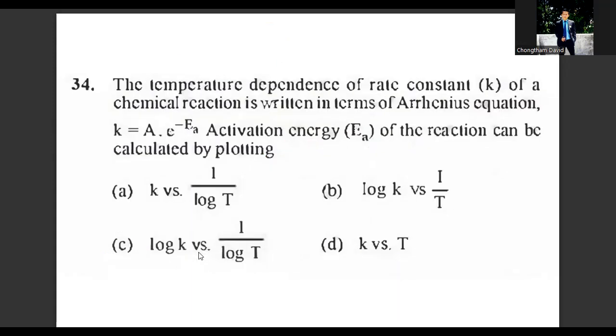Question 34. This is a question based on the Arrhenius equation, and activation energy can be calculated by plotting.